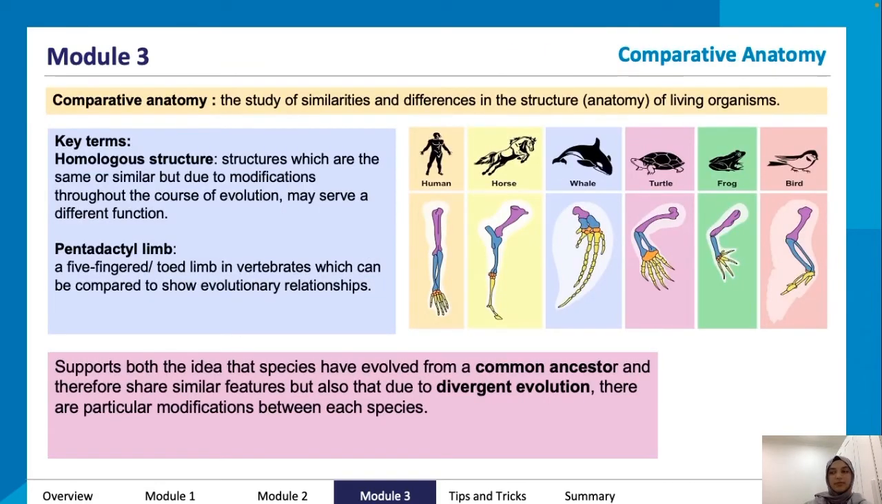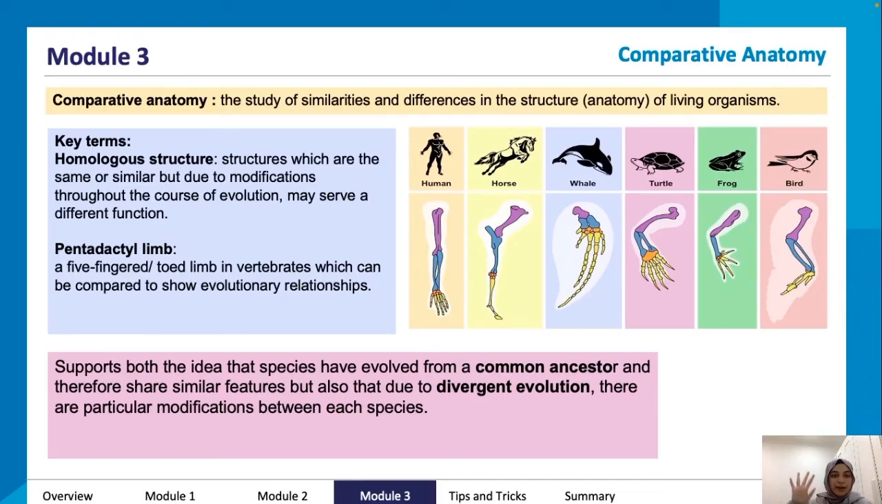Moving on to comparative anatomy. Comparative anatomy is the study of similarities and differences in the structure and anatomy of living organisms. So, key terms: homologous structures, which are structures that are the same or similar, homology, same, right? But due to modifications through the course of evolution, they may serve a different purpose or function than what another organism has for the same feature.